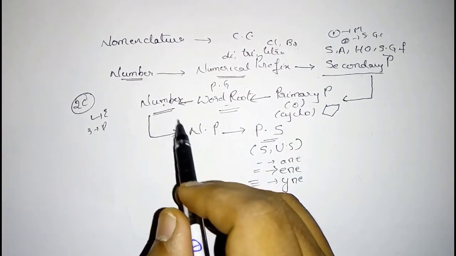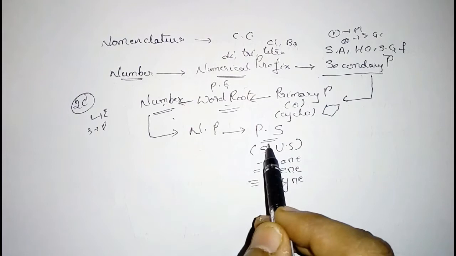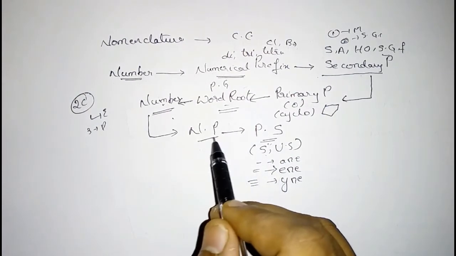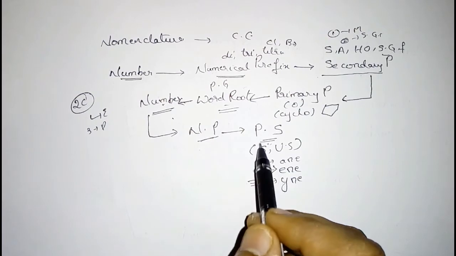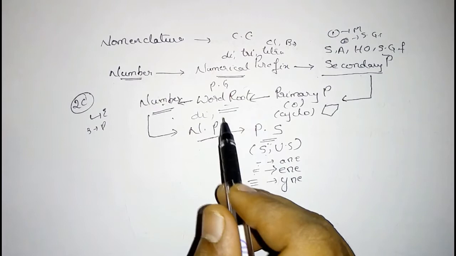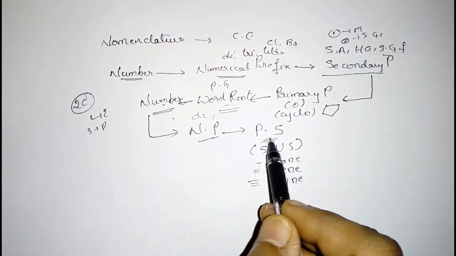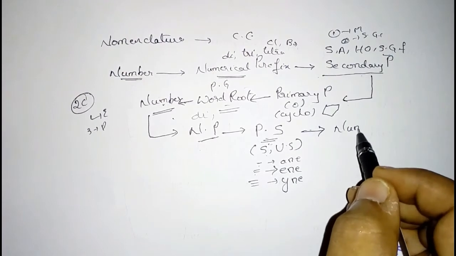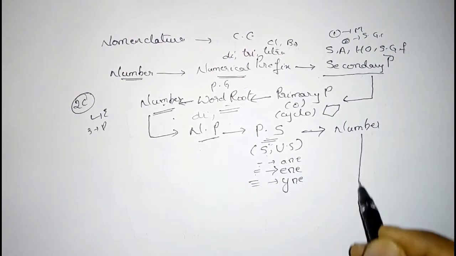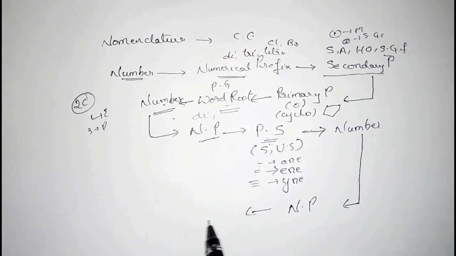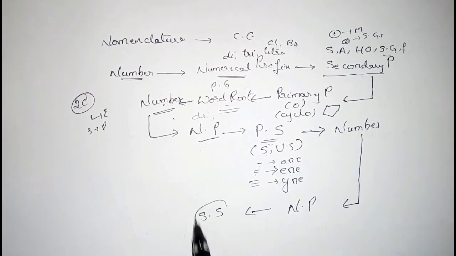So here number says about on which carbon the saturation, double bond or triple bond is present. The numerical prefix says about what? If it contains 2 double bonds, we will write it as di. If it contains 3 double bonds, we will write it as tri. So that's what our primary suffix is. After primary suffix, again comes our number, then numerical prefix. After that, last our secondary suffix.